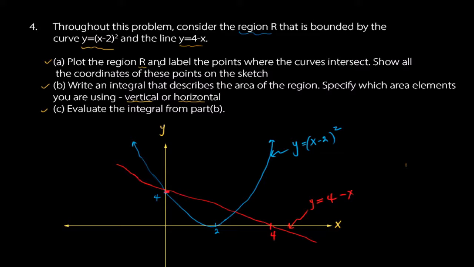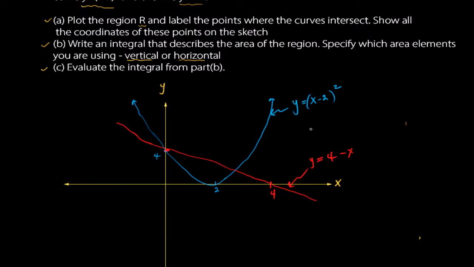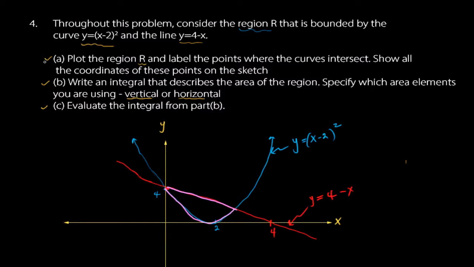Now the question says the region we are taking into consideration is bounded by the curve and the line y equals 4 minus x. So this is the region that's been bounded, the inner region here. I'm just going to thicken that for illustrative purposes. This is the region R. Now the very first question says plot the region R. We have done that. So this is my region, R.